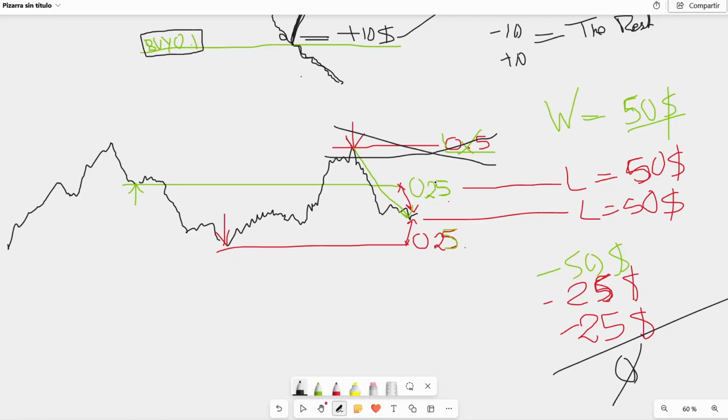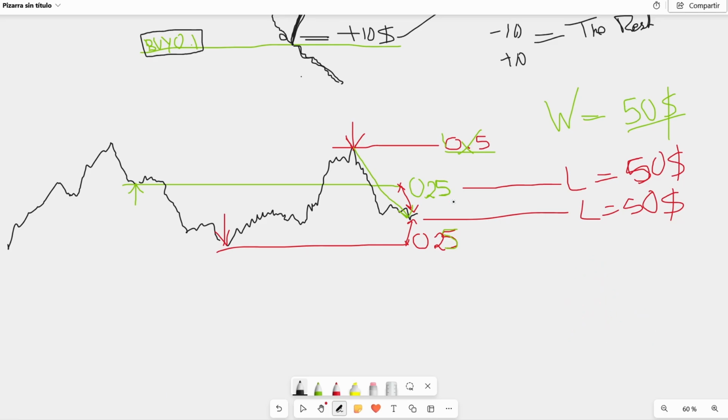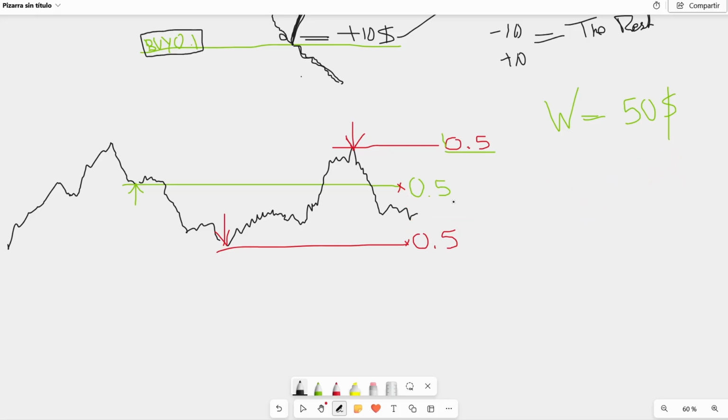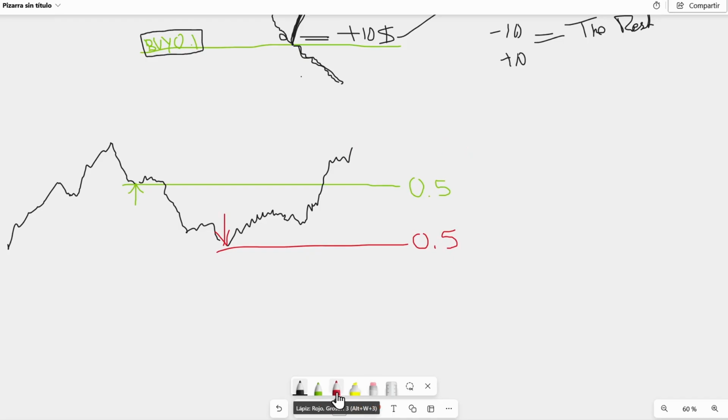Now with this 0.25, let's go back in time. Just keep it up with me. I know this can be a little bit complex, but when you just start trading, it's going to be really simple, actually. Okay. Now, instead of these three trades with a bigger drawdown, you just have 25 and 25.